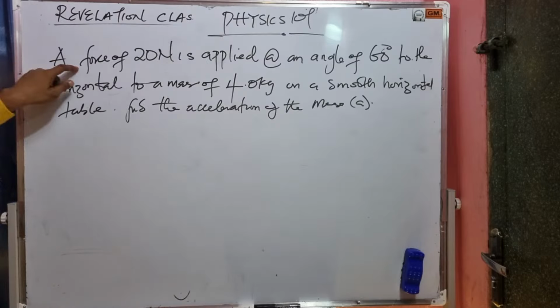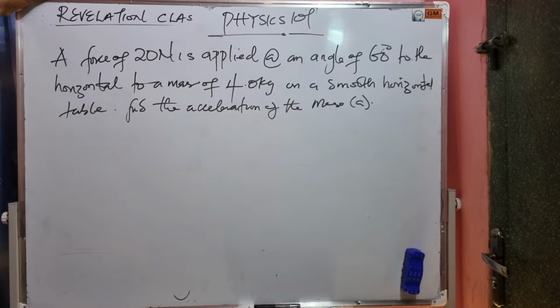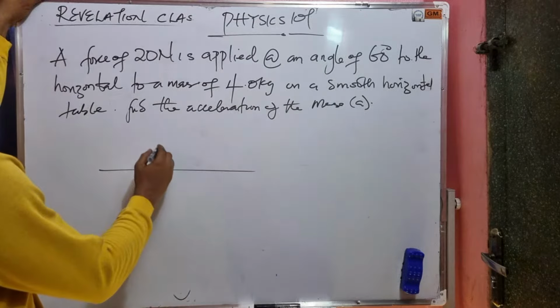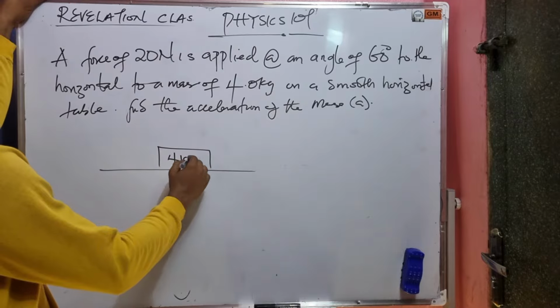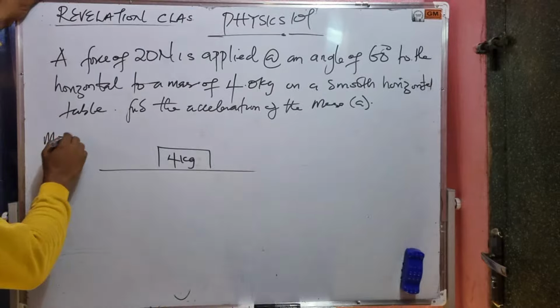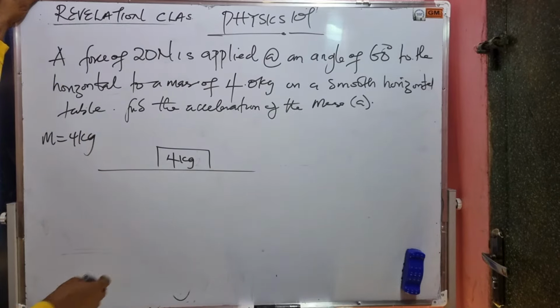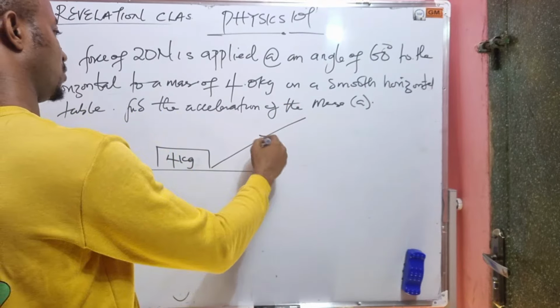This is very simple. A force of 20 Newton is applied at an angle of 60 degrees to the horizontal to a mass of 4. Then if I have a mass here, the mass is 4 kilogram, right? The mass is 4 kilogram. A force of 20 Newton is applied at what angle? That means there's a rope here that is used to pull the what?